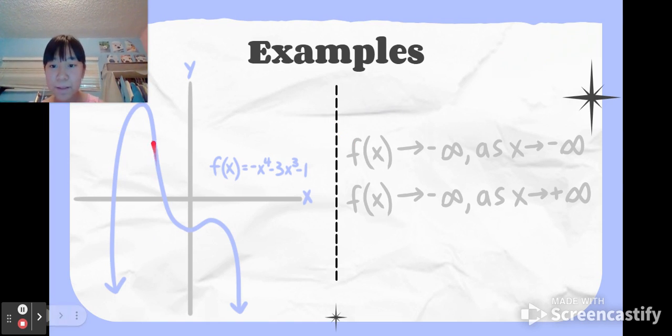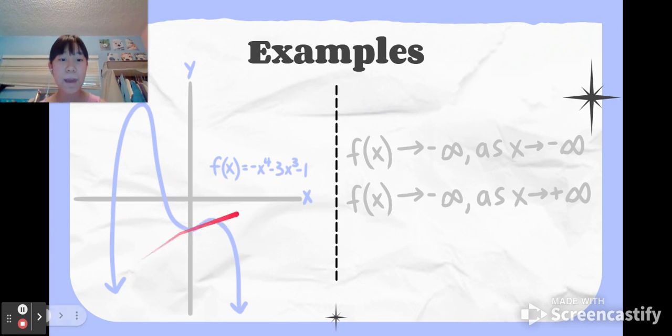So as we follow this line over here on the left side of the graph, we notice that f of x is continuing down to negative infinity as x is also going down to negative infinity. And it's written out right here, f of x approaches negative infinity as x approaches negative infinity as well. Now let's take a look at the right side. f of x approaches negative infinity. You can see that right here, y is approaching negative infinity as x is approaching positive infinity.